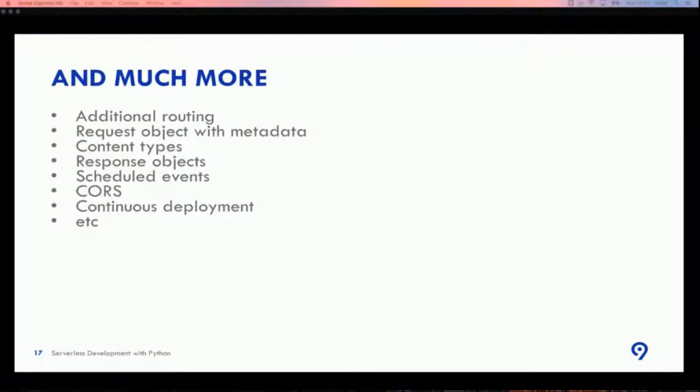Well, these are only the more essential functions of Chalice. Of course it has much more. For instance, additional routing, where you can specify the method, whether it will be get or post or put. Also you can work with request objects and with metadata. You can work with content types and the response object, very similar to Django REST framework, for instance. You can work with scheduled events, of course. Of course, you can implement a pipeline for continuous development and even more, which I didn't use for now, but I'm going to.